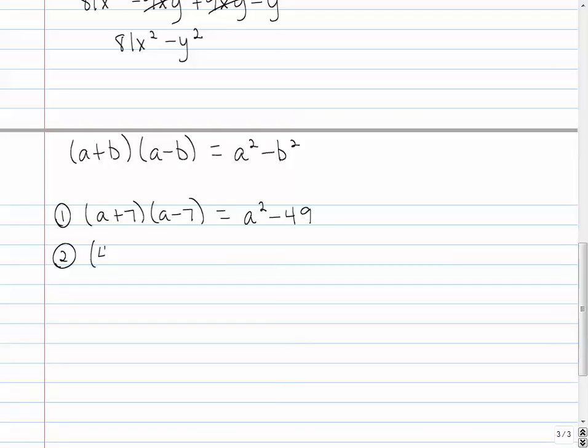All right, if you have 4x plus 5 times 4x minus 5. First times first would be 16x squared. Remember, you can skip the outer and inner. 5 times negative 5 is minus 25. So that would just be 16x squared minus 25.